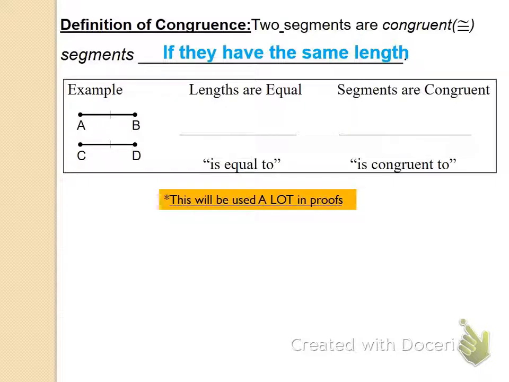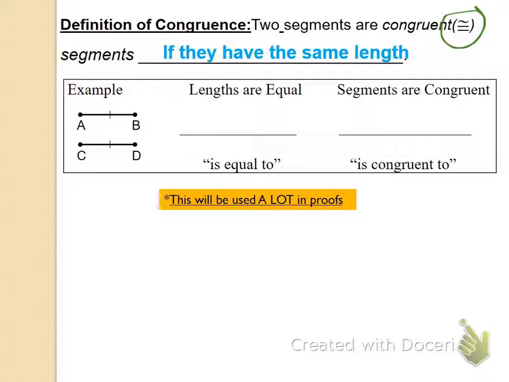But if we're talking about the actual segments themselves, then we call them congruent. We use the word congruent. And the congruent symbol looks a lot like the equal symbol, only it has a tilde above it, if you want to call it that. That's the Spanish name for that thing. There's a little squiggly line above the equal sign, and that will mean congruent.